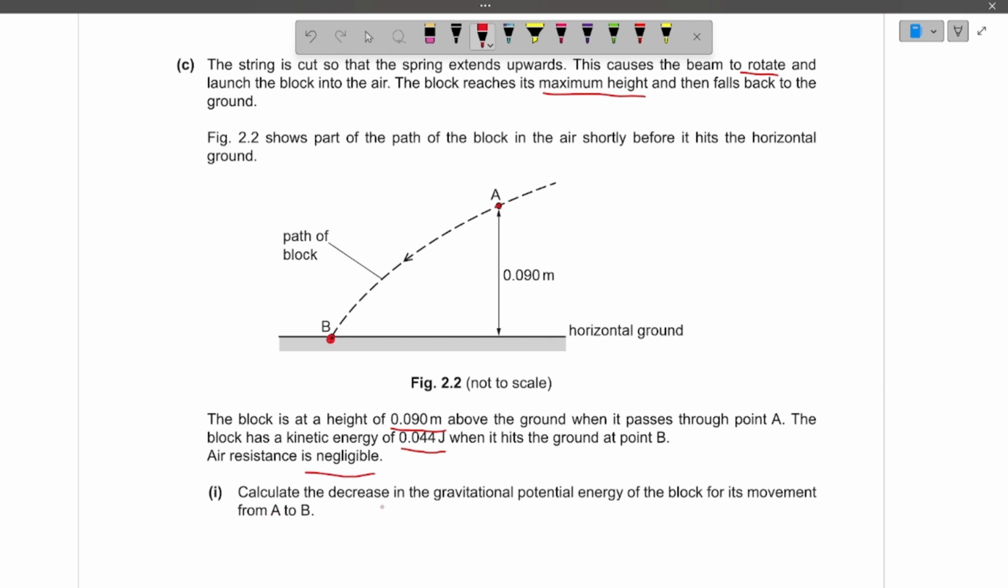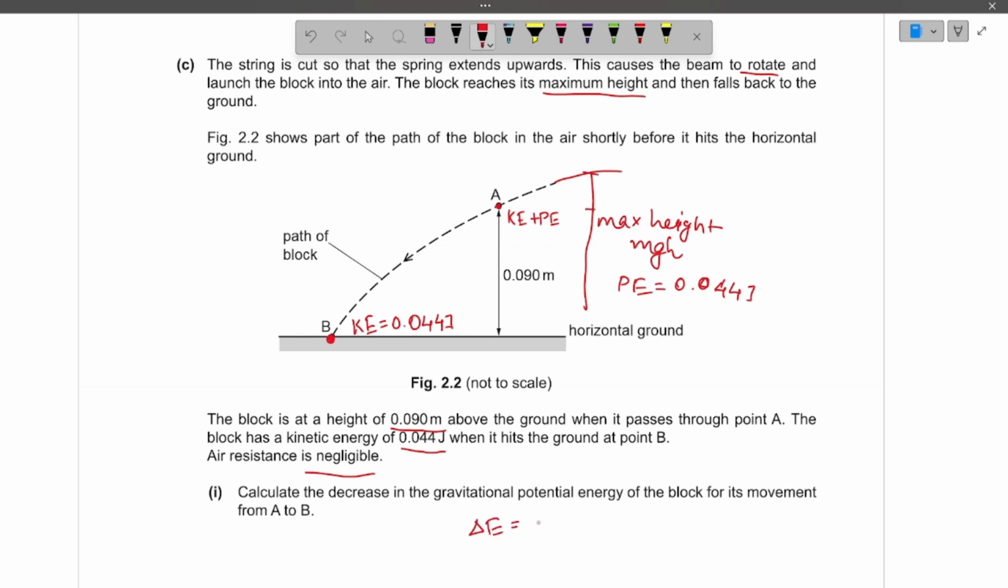So the first part is, calculate the decrease in the gravitational potential energy of the block for its movement from A to B. So the data given shows you that the kinetic energy at this point is 0.044 joules, right? So when it reached this horizontal ground, all the potential energy that it must be having at the maximum height will be converted to the kinetic energy, which means that at the maximum height the block would be having the potential energy of 0.044 joules. Okay, so at this point the energy of this block would be some kinetic energy, and an amount of potential energy also.